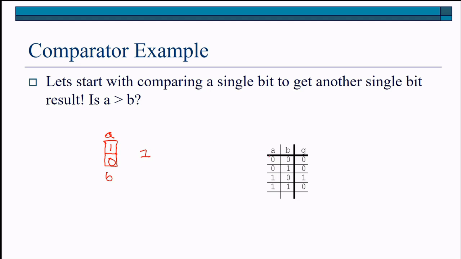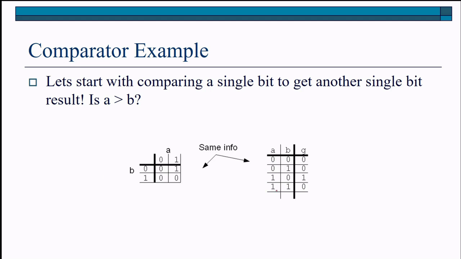And if we look at all possibilities, we can complete a truth table. When we compare A with B, is A greater than B? In this case, is 0 greater than 0? No, so our output is 0. Is 0 greater than 1? No. Is 1 greater than 0? Yes, our output is 1. And is 1 greater than 1? No, our output is 0. So the truth table captures a single bit comparison.